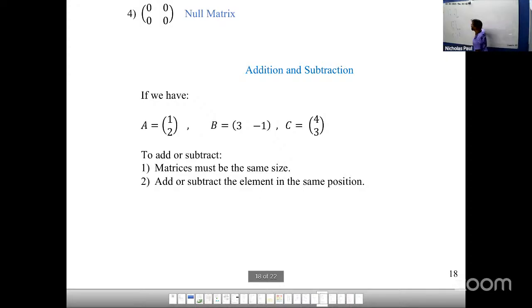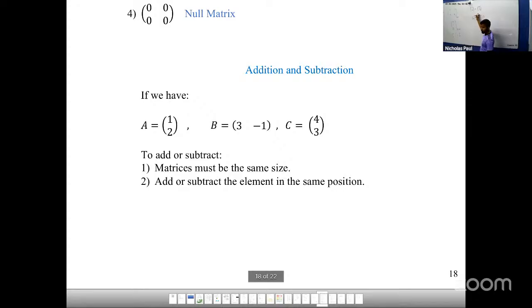Now, how do we add and subtract matrices? If I gave you 1, 2, and I said to add it to 4, 3, look at the steps. The matrices must be the what? Right, the matrices must be the same size. You're okay with that? If they are not the same size, you can't add them.